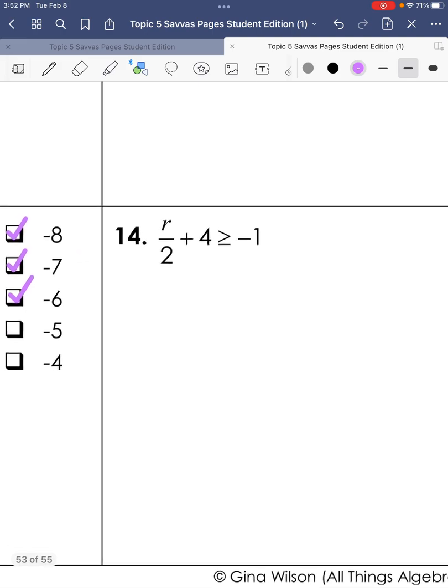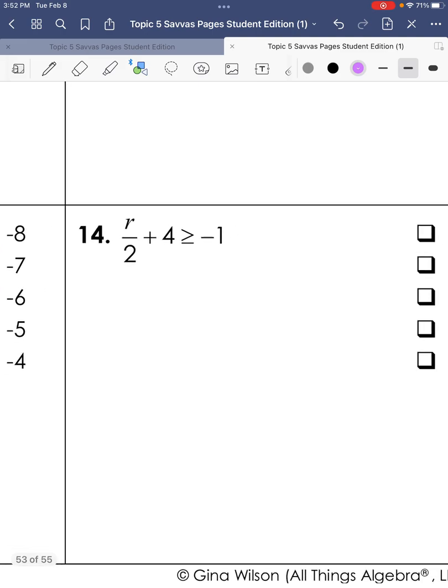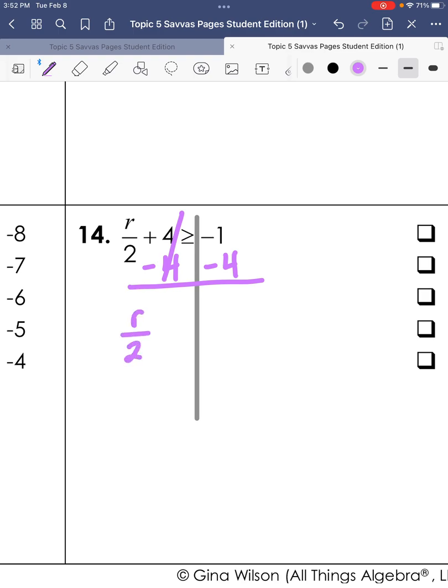Okay, last one, number 14. The first thing I'm going to do is draw my line through my inequality symbol, and I'm trying to get that r by itself. So what do I need to undo first? Well, I need to undo that plus 4. So how do I undo that? Well, I subtract 4. And I'm subtracting 4 on both sides. On the side with the r, my 4's cancel out, and r divided by 2 comes down.